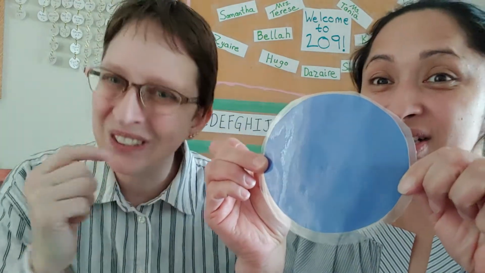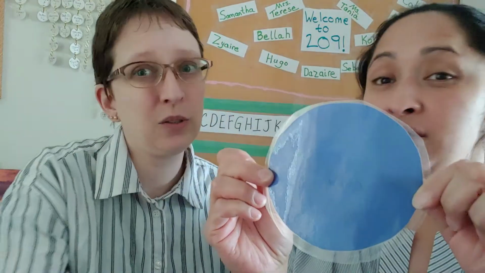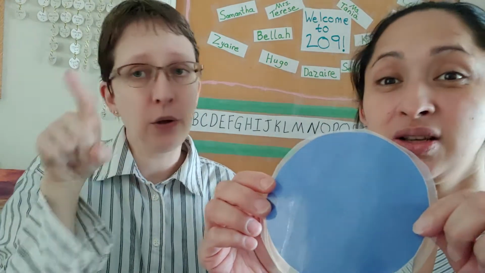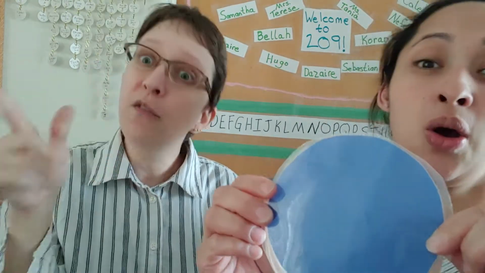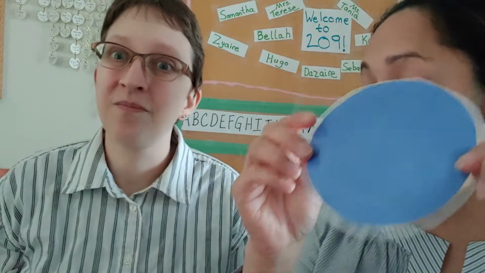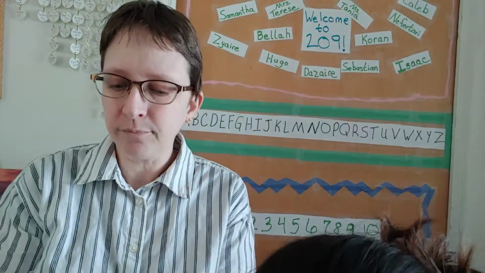It is a circle. Yes. And it has no sides. So a circle has no sides. Of all of the shapes we know, a circle has no sides. Círculo no tiene lados. Okay.